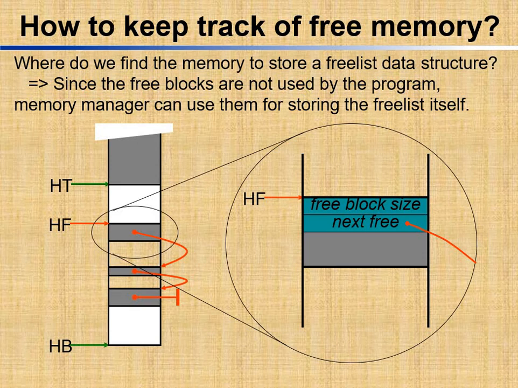Now, how do we keep track of free memory? Suppose this question arises: where do we find the memory to store the free list data structure? Since the free blocks are not used by the program, the memory manager can use them for storing the free list itself. So in this manner, suppose this is the heap top and this is the heap base, and there is free space. We will create a linked list, and whatever free blocks are there, we can link them in that list.